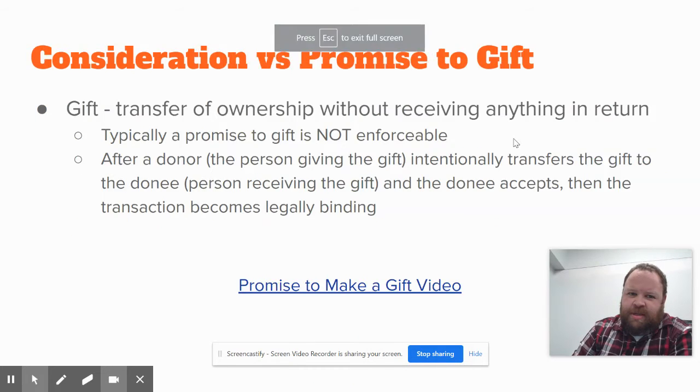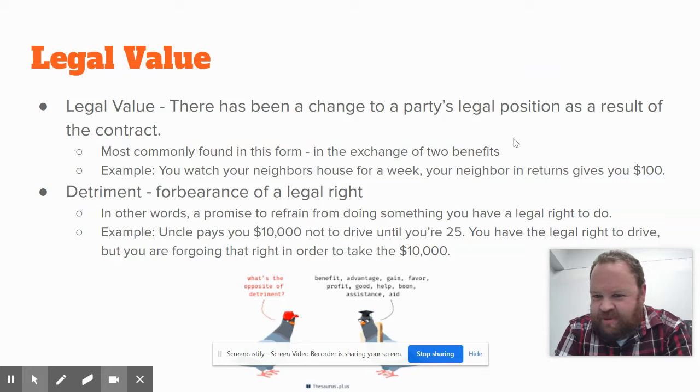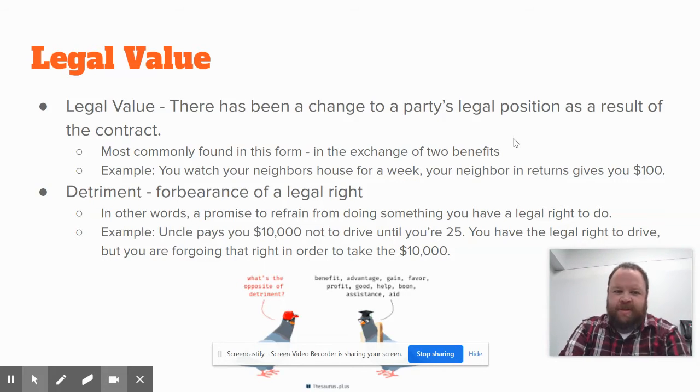So next we look at legal value. There's been a change in the party's legal position as a result of the contract. Most commonly this is found in the form of an exchange where each person benefits. An example is you watch your neighbor's dog for a week, and your neighbor in return gives you $100. You are exchanging something with each other.